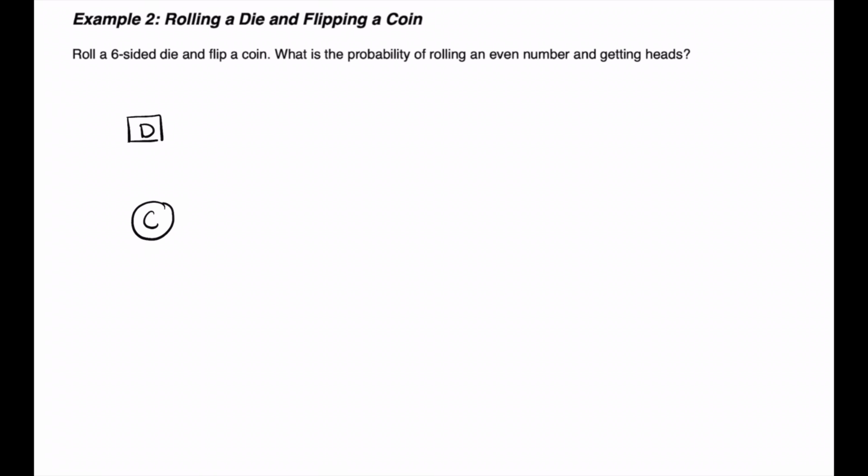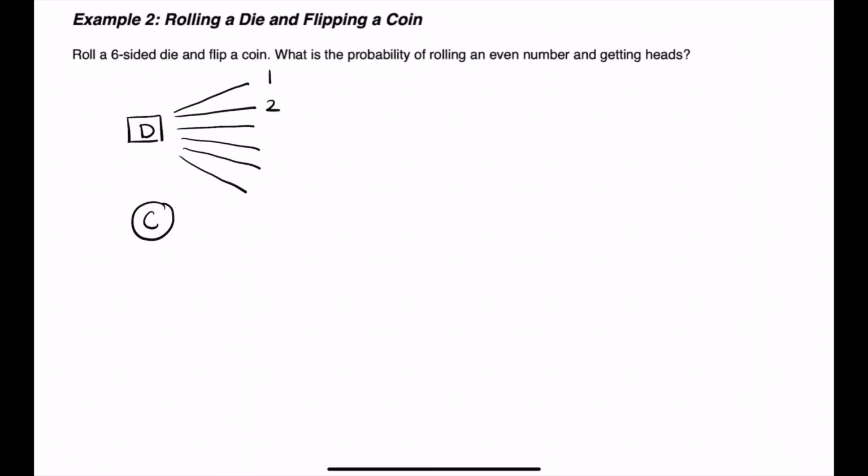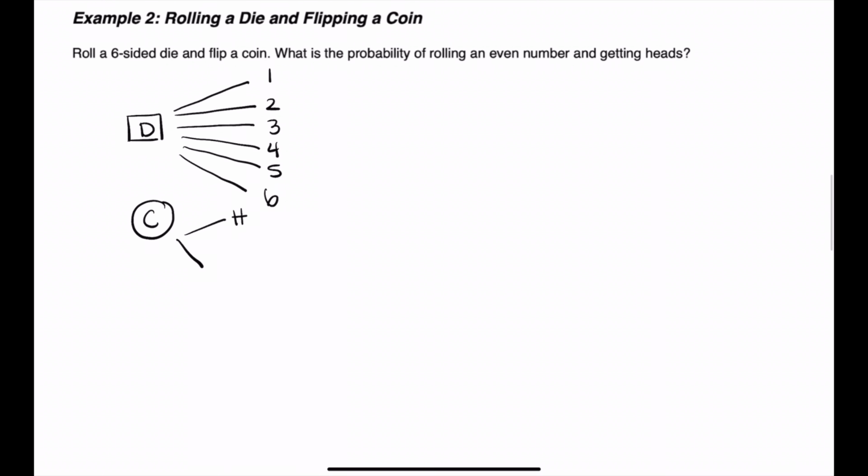Our next example, number 2, says you roll a 6-sided die and you flip a coin. So we have our die here and our coin. What is the probability of rolling an even number and getting heads? For our 6-sided die, our outcomes are 1, 2, 3, 4, 5, 6. And for our coin, we're either going to get heads or tails.